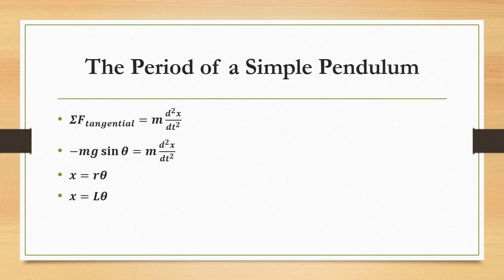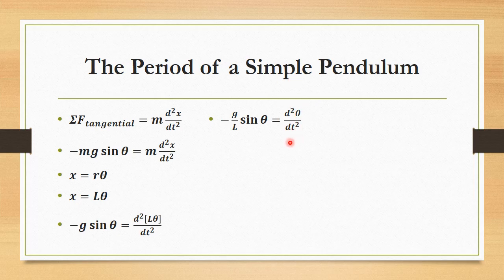So that's the radius of the circle, or the length of the string in this case. And I'm going to now replace in the numerator of this differential, where it says x, I'm just going to plug in L theta. And because L is a constant, I am going to divide both sides by L. You'll notice I also canceled out my m's in this step. But let's divide both sides by L, giving us negative g over L sine theta equals the second derivative of theta with respect to time.